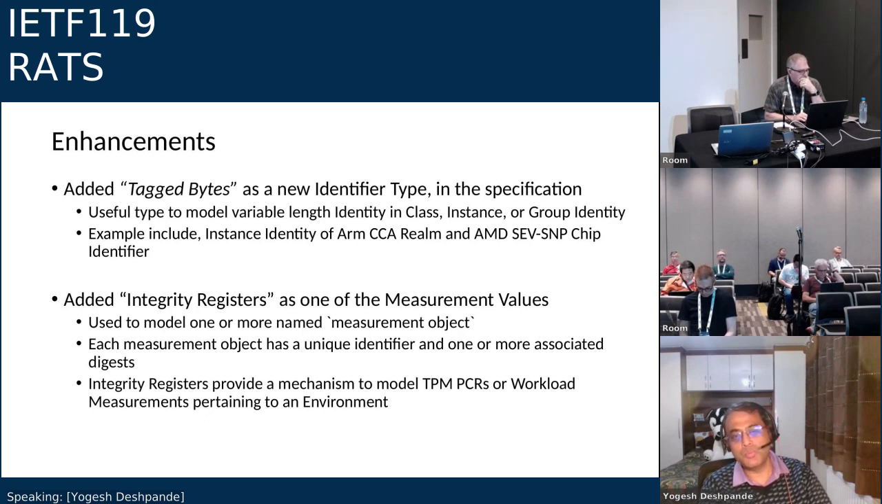instance of group variables. This instance identity is required, for example, for modeling ARM CCA realm instance identity, and also for the AMD SEV scheme. A chip identifier is using this, so making it part of the base specification helps other implementers to just use that without defining them in the profile.